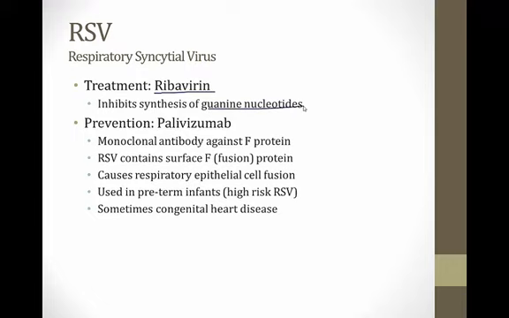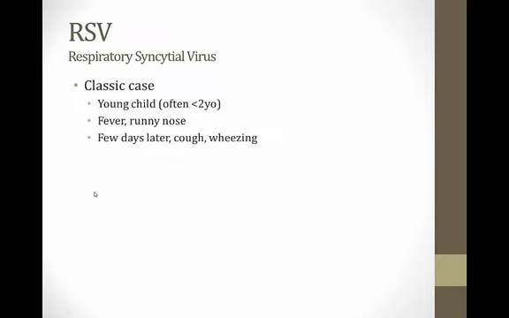The second drug is used for prevention. This is a drug called palivizumab. This is a monoclonal antibody against something called the F protein. RSV contains this surface F protein, and the F stands for fusion because it causes respiratory epithelial cells to fuse. That's one of its pathogenic mechanisms. And this is sometimes used in preterm infants who are at very high risk for RSV, sometimes also given to children with congenital heart disease who could have a life-threatening infection if they get RSV. So the classic case to recognize for your boards is a young child, usually under 2 years old, who has fever and a runny nose, and then a few days later gets cough and wheezing.